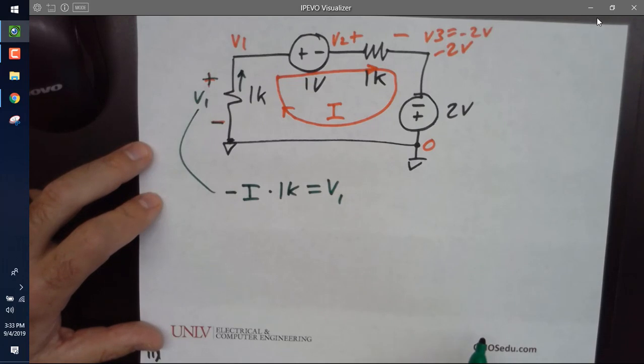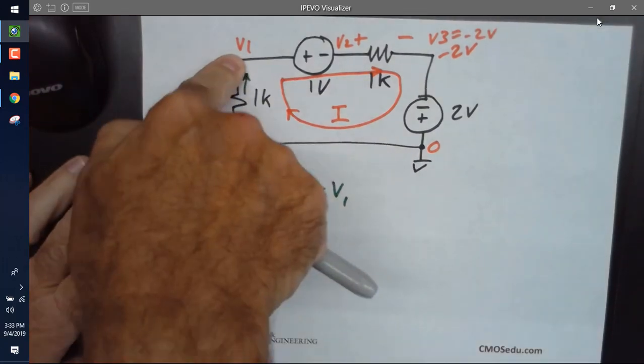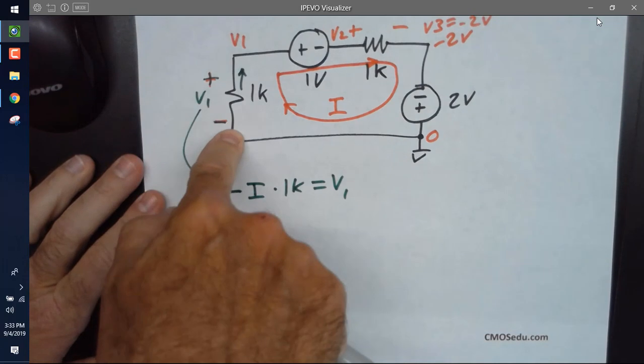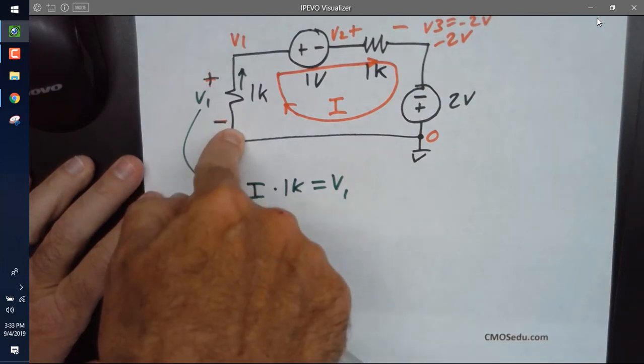Okay, now what? Someone had a question? Yeah, I don't understand on that. Isn't V1 referenced from the ground? Yeah. So I said V1 is this voltage, which I've labeled V1 minus ground. That's just the way I defined it. Oh, okay. Right? V1 minus 0 is this voltage.